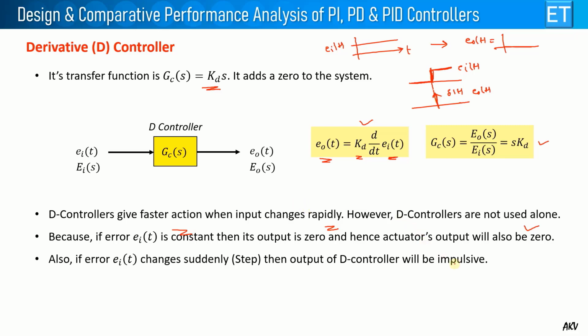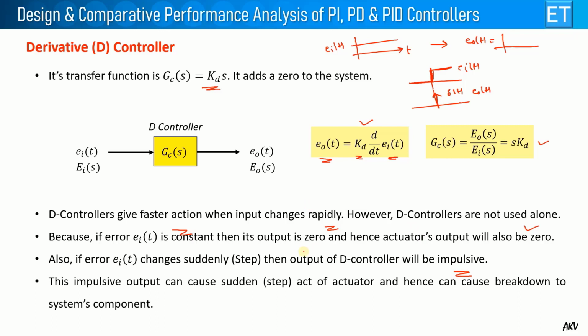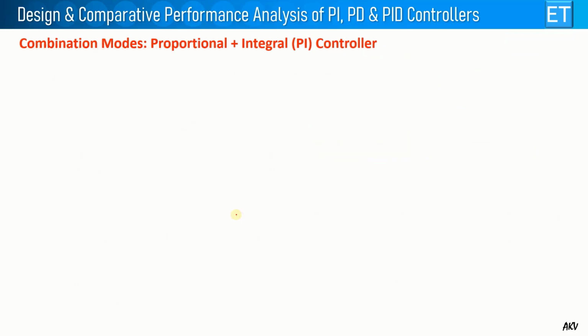So that is impulsive in nature, and because of this impulsive output, the actuator can give a sudden action to some system components, such as applying a force on a particular valve or something else. So that will also happen suddenly. So that can break that system component. So that's why the D controllers are never used alone.